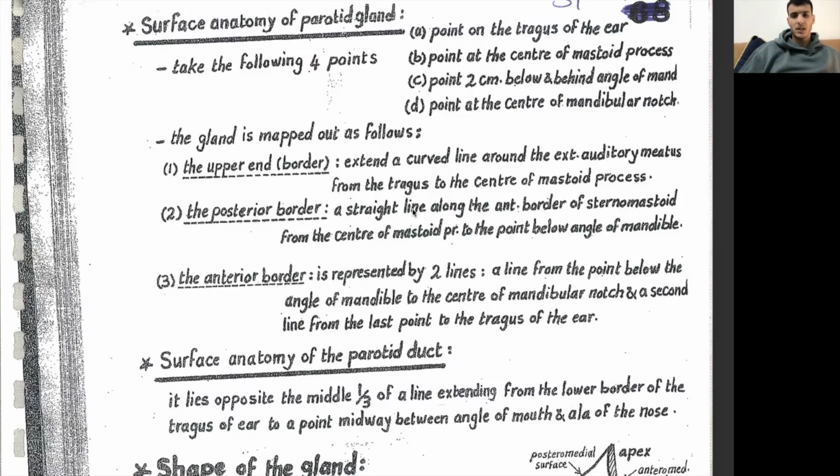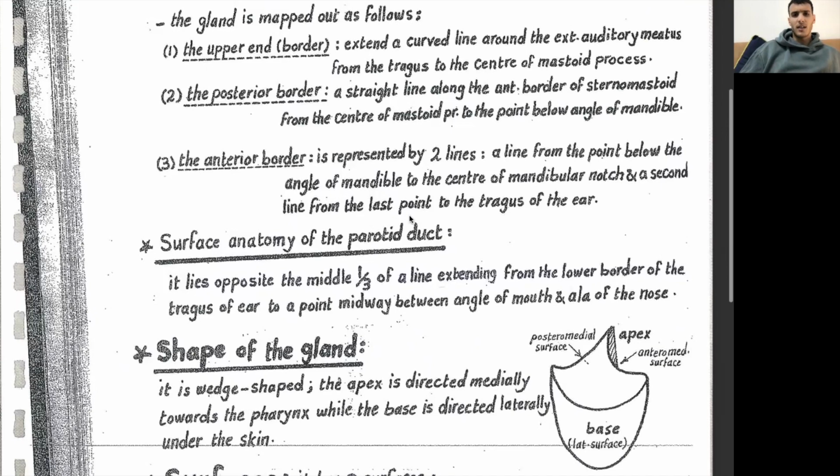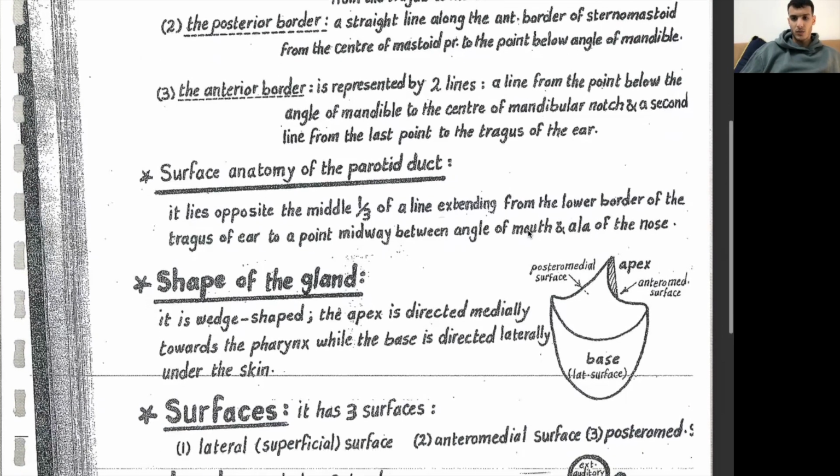The posterior border is a straight line along the sternocleidomastoid muscle, as I showed you. The anterior border in a way surrounds the masseter muscle, and the anterior border line extends below the angle of the mandible. It also has a second line that reaches to the tragus of the ear, and so you will see, guys, how this is in a bit.